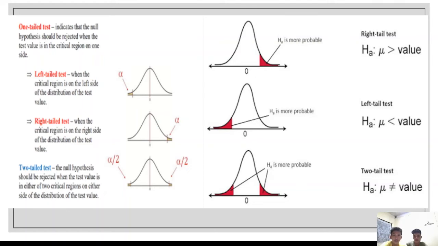H sub A is more probable, right tail test. H sub A mu is greater than the value. Sa left tail test naman, H sub A is mu less than the value. Sa two tail test, H sub A mu does not equal to value, not equal. Dun mo malalaman kung ano yung gagamitin mo, kung t-test ba or z-test.